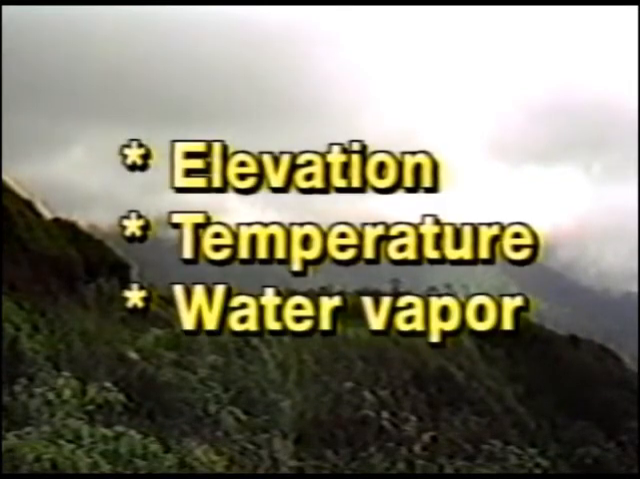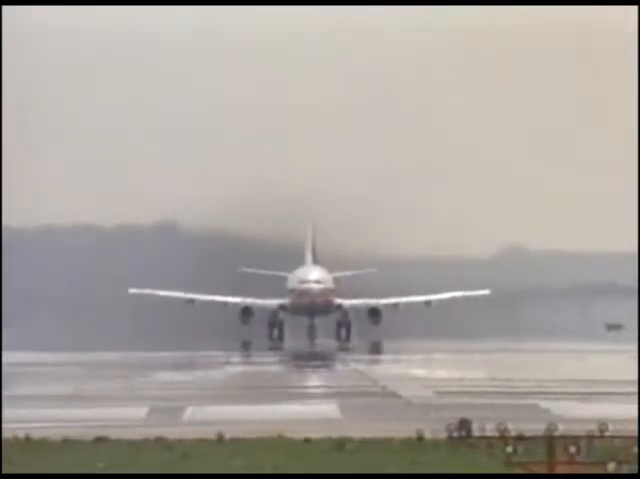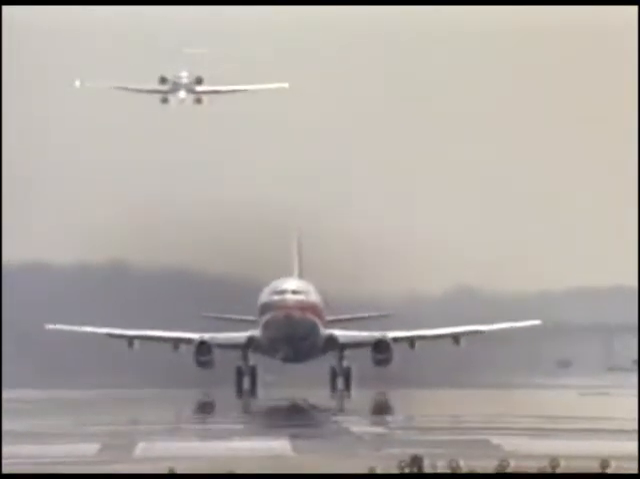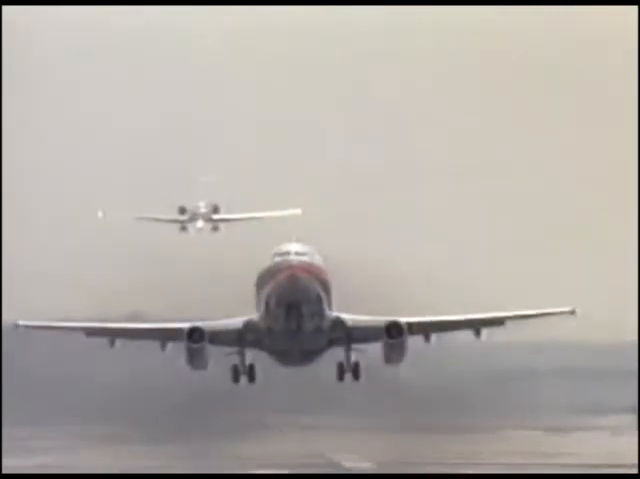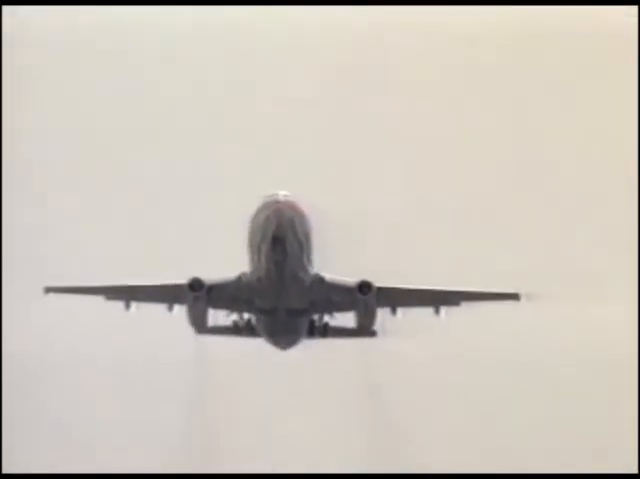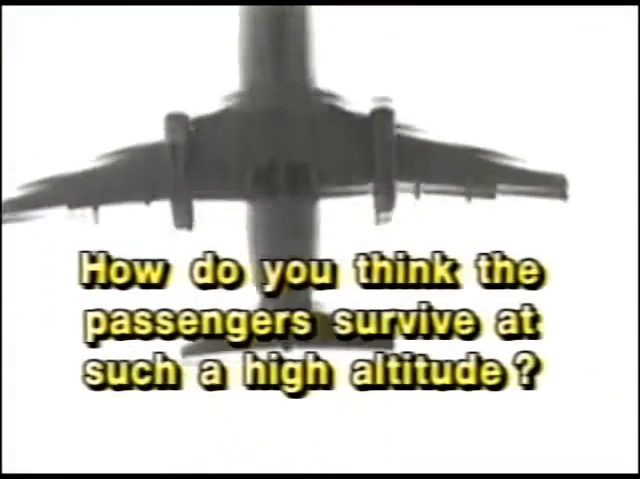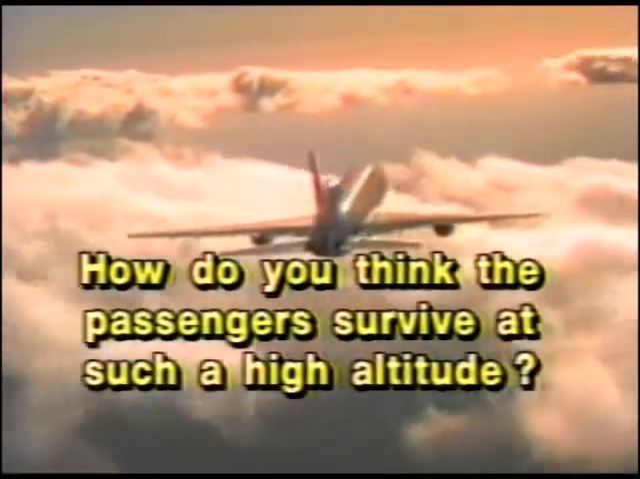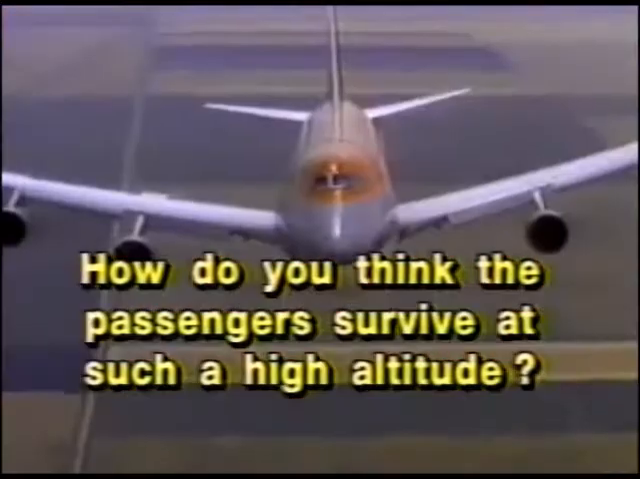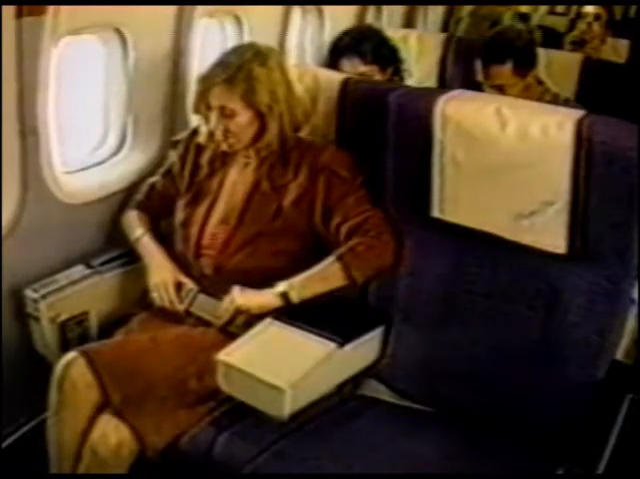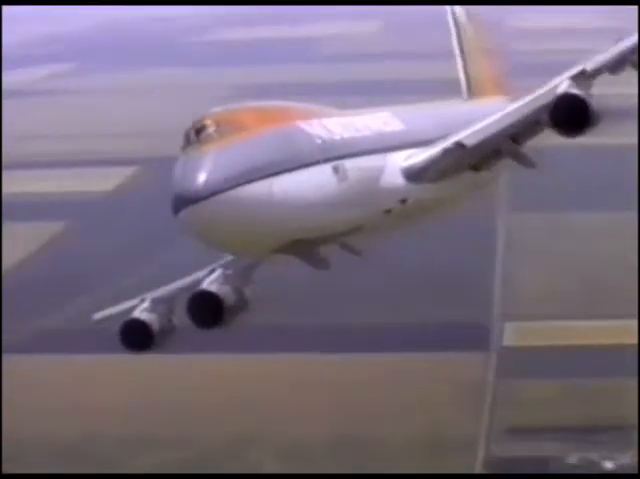Air pressure is determined by three main factors: elevation, temperature, and water vapor. As elevation increases, there is less air pressure, because the higher we go, the less atmosphere exists above us. The people in this plane are flying higher than 30,000 feet, an altitude where the air pressure is very low. How do you think the passengers survive at such a high altitude? The passengers survive because the plane's cabin is pressurized to compensate for the low air pressure outside.